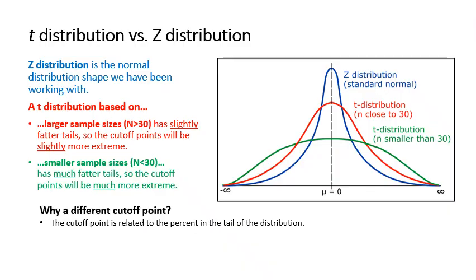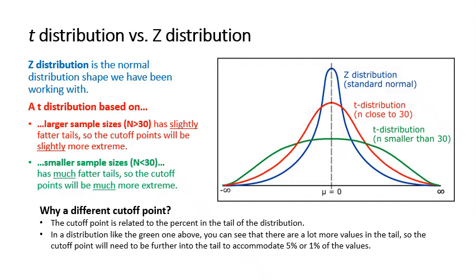Why the different cutoff point? Remember, it's related to the percent of the distribution that's in the tail. And in the one in green, we can see that there are just a lot more values in the tail, so the cutoff point has to be further out to accommodate 5% or 1% of the values.